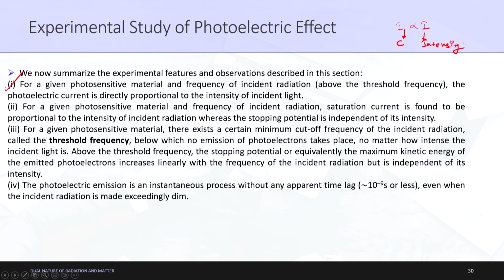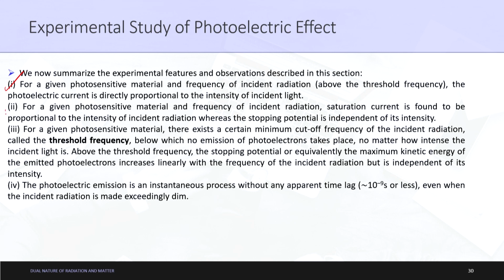Fine. So what you can say is that photoelectric current is directly proportional to the intensity of incident radiation. Next, for a given photosensitive material and frequency of incident radiation, saturation current is found to be proportional to the intensity of incident radiation, whereas the stopping potential is independent of its intensity.